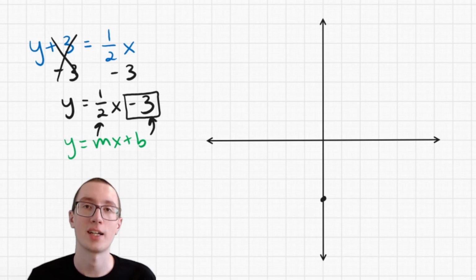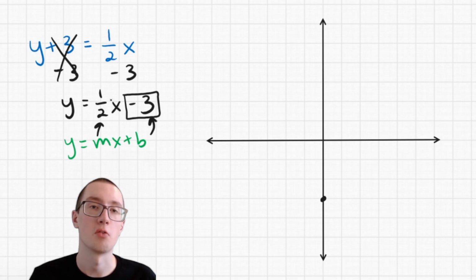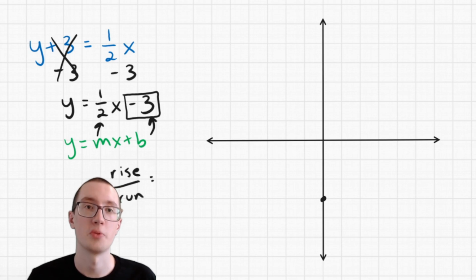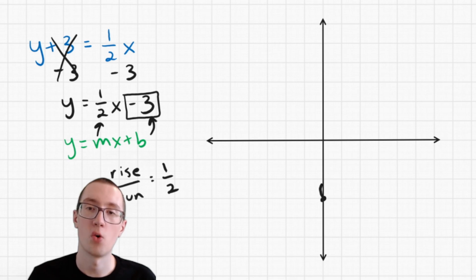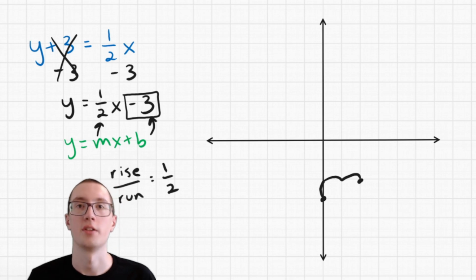So now we need to figure out a second point. And we have our m here, our slope of 1 over 2. So remember that slope is rise over run. So 1 over 2. Our rise is going to be 1, and our run is going to be 2. So let's go ahead and rise 1. And then we can run 2. And here's our second point.